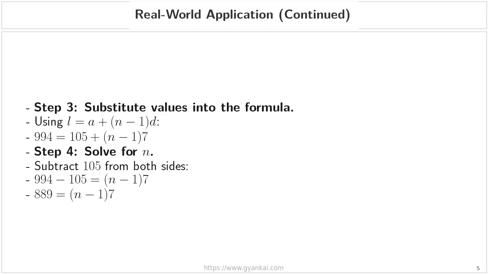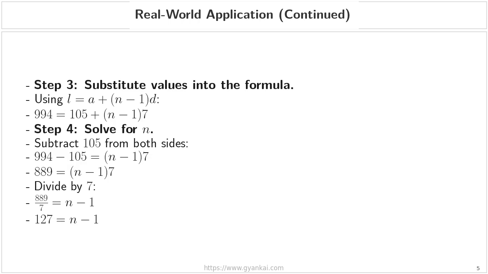Next, we move to step 4, which is the algebraic process of solving for n. Our goal is to isolate n on one side of the equation. First, we'll subtract 105 from both sides. This leaves us with 994 minus 105 equals (n minus 1) times 7. When we perform that subtraction, we get 889 equals (n minus 1) times 7.